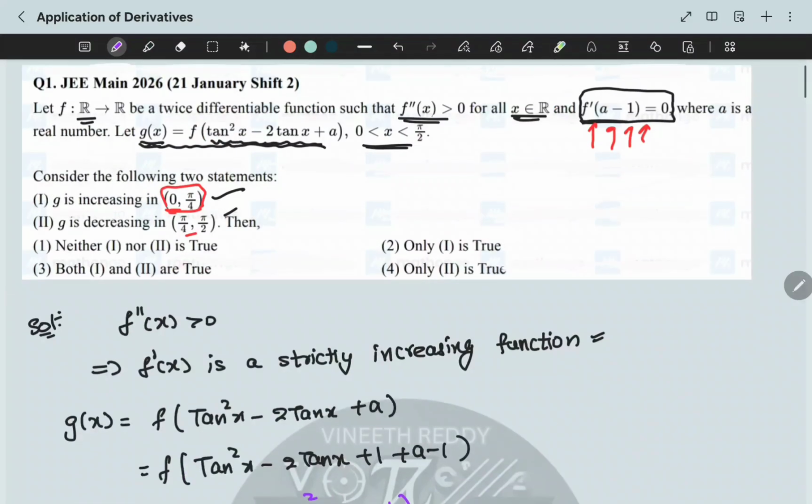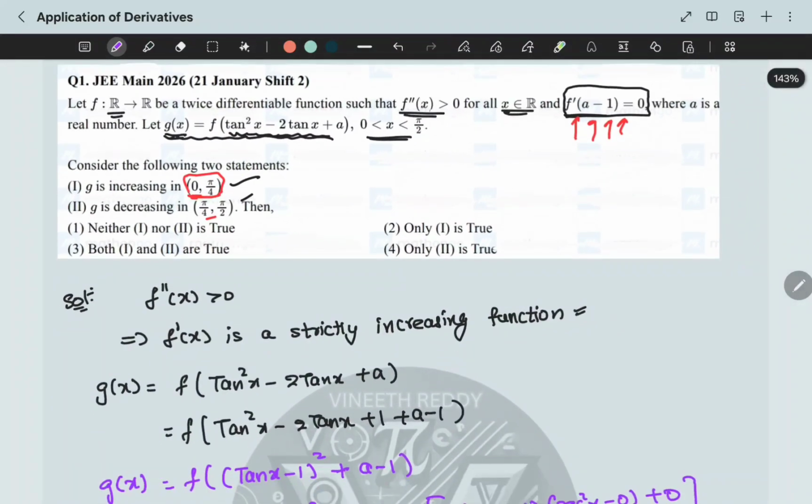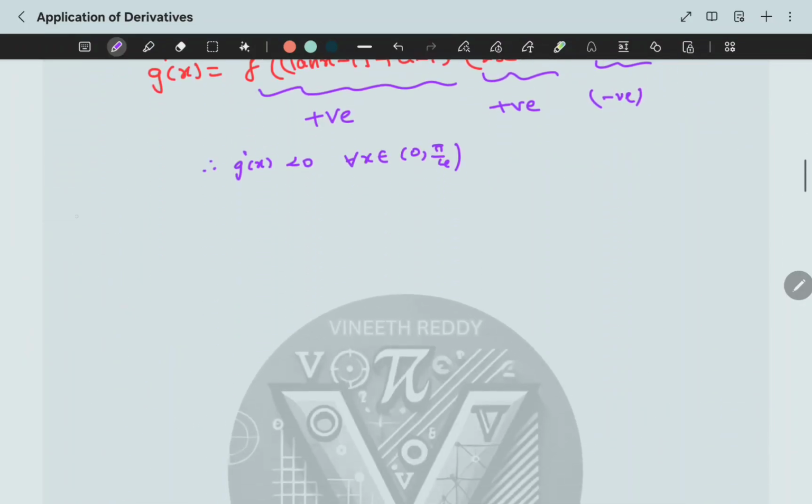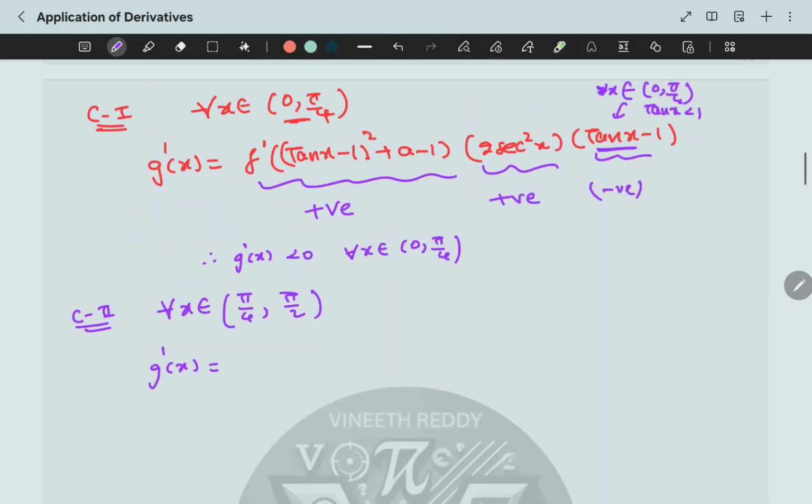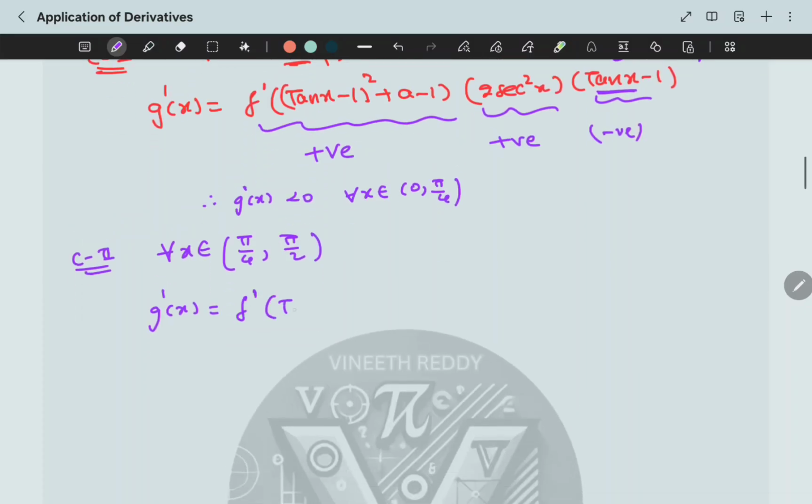And what is it telling in the question? He is telling that g is increasing. No, g is not increasing, g is decreasing in the interval. And the next statement says g is decreasing in pi by 4 to pi by 2. Okay. Now case 2. For all x belonging from pi by 4 to pi by 2, again, let us write down g dash of x. That is f dash of (tan x minus 1) whole square plus a minus 1 times 2 secant square x times tan x minus 1.